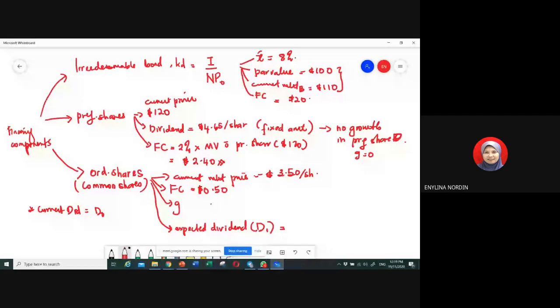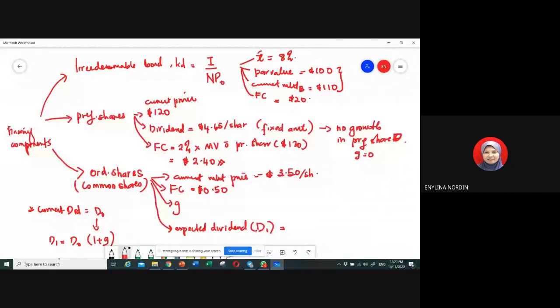So how to determine D1 then? If the question is like this, you need to calculate D1, the expected dividend, as D0 times 1 plus g. For example, let's say the current dividend is 1 ringgit, and the dividend is expected to increase by 10%. That means 1 ringgit multiplied by 1.10, because the growth rate is 10%. Therefore, the expected dividend is going to be higher than D0. So that is how we determine D1.